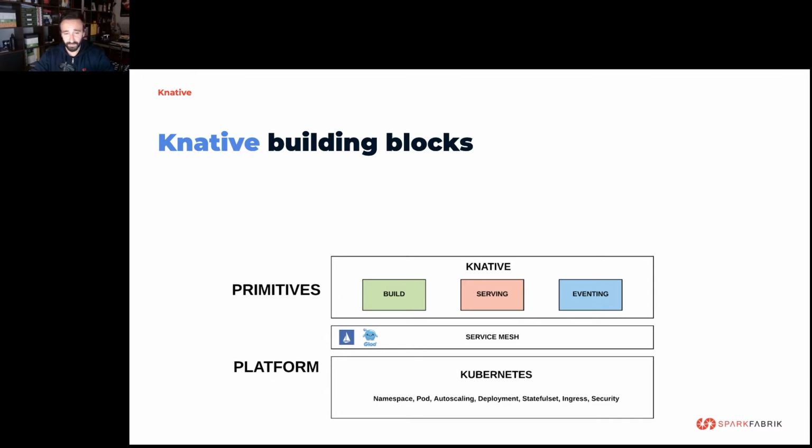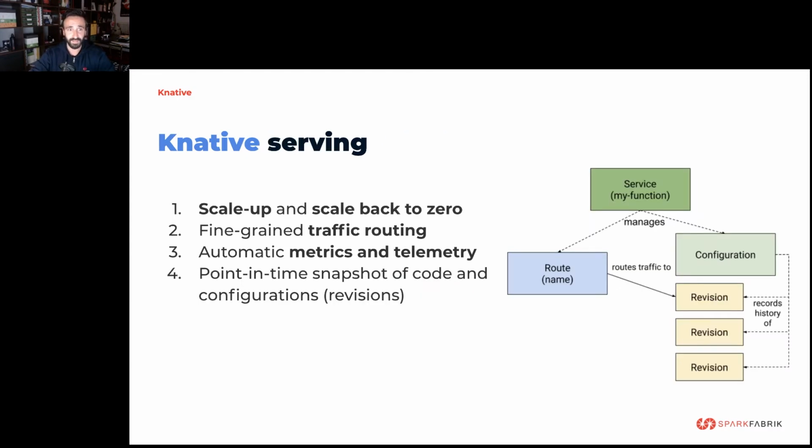They are three different projects. There is the Knative serving, Knative eventing, and finally Knative build. Knative serving is the crucial part of the system. It allows us to scale up and scale back to zero our applications. It's basically what defines our application as a serverless function.